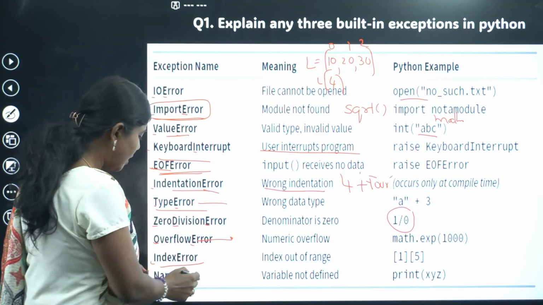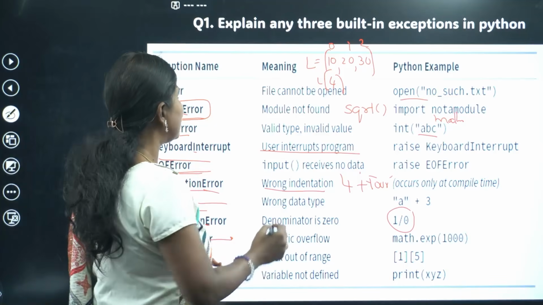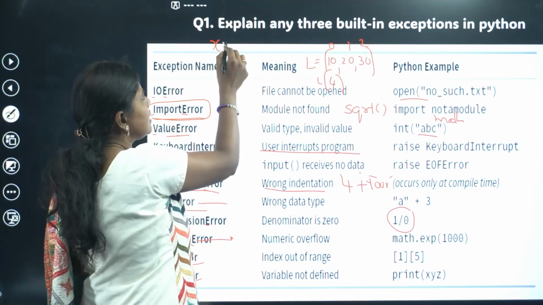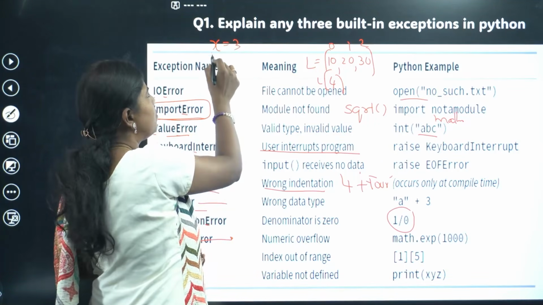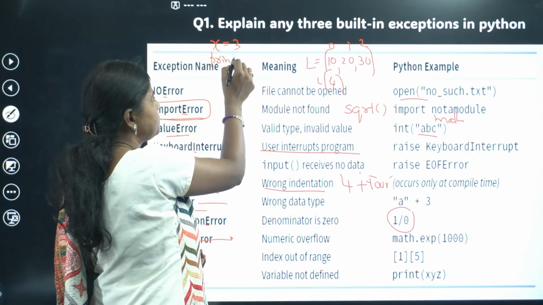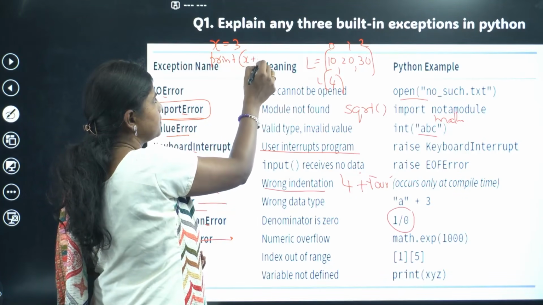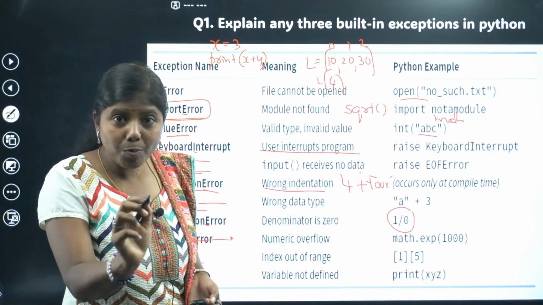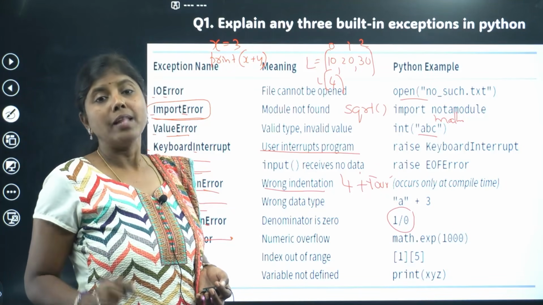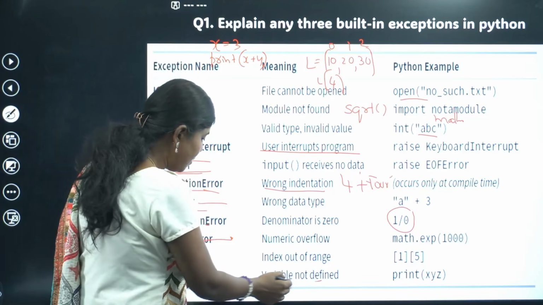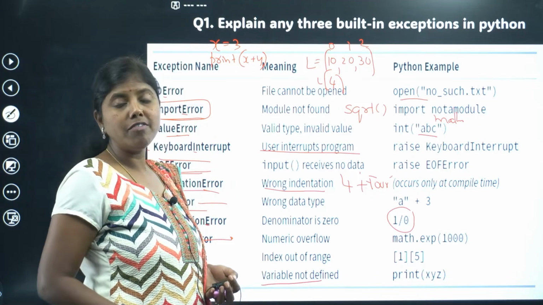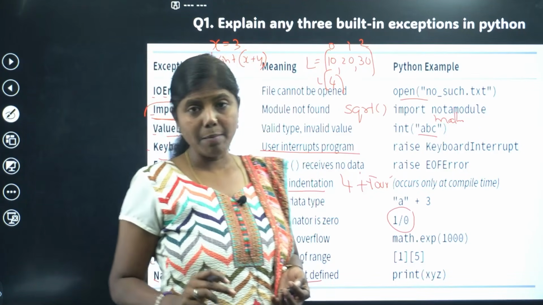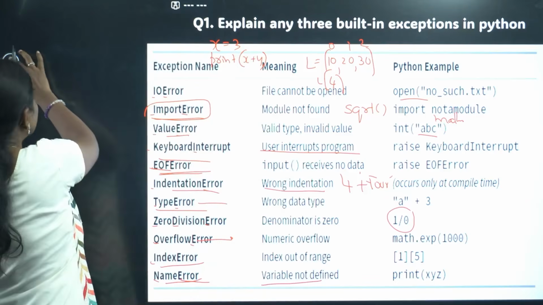Next we have a name error. Let's take a very simple example here. I've taken x equals 3 and I want to print x plus y. What is y? It gives an error called name error. Variable not defined, it gives an error called name error. Is the point clear? So we'll go for the next slide now.